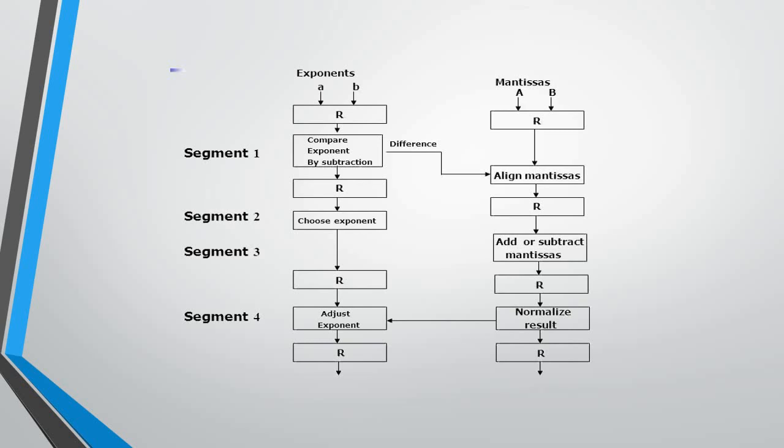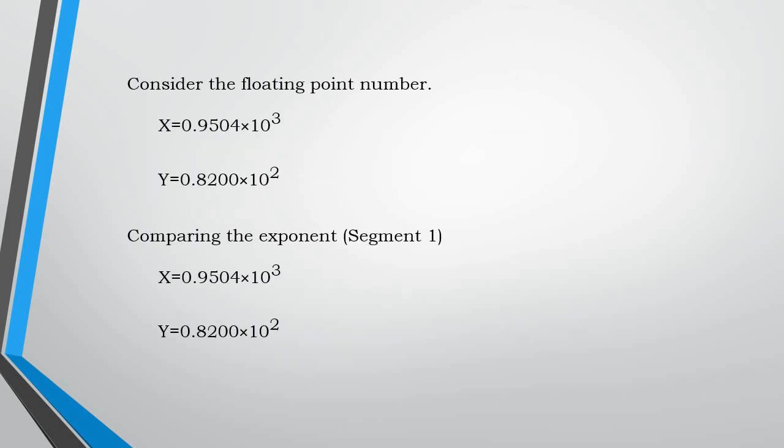Consider two normalized floating point numbers, and we take one numerical example. That is, x is equal to 0.9504 into 10 to the power of 3, and y is equal to 0.8200 into 10 to the power of 2. Now the two exponents are subtracted in the first segment to obtain 3 minus 2 is equal to 1. The larger exponent 3 is chosen as the exponent of the result.